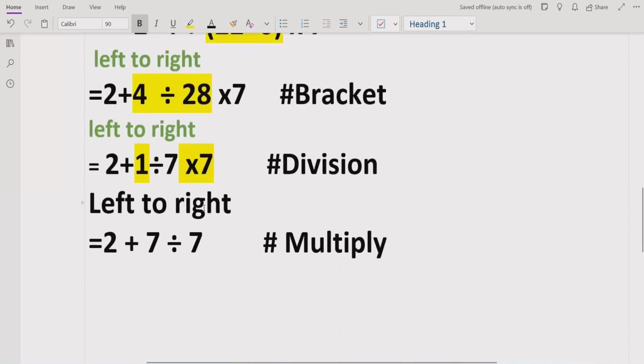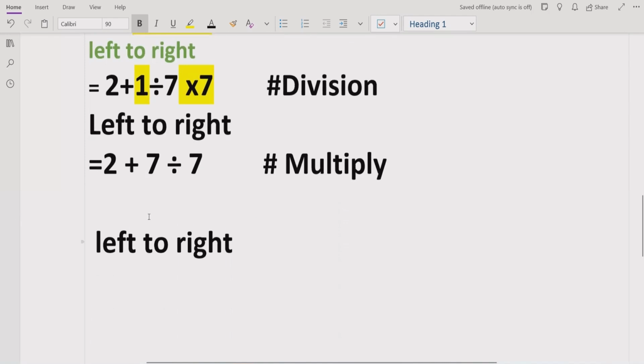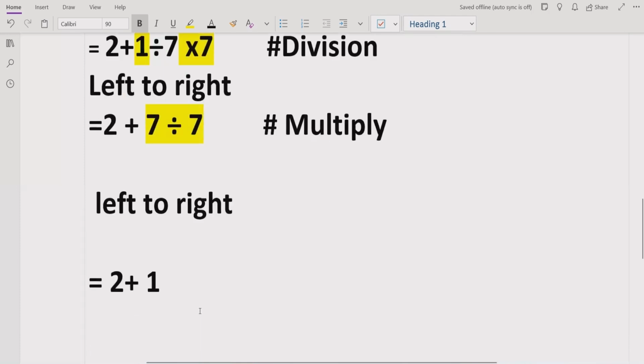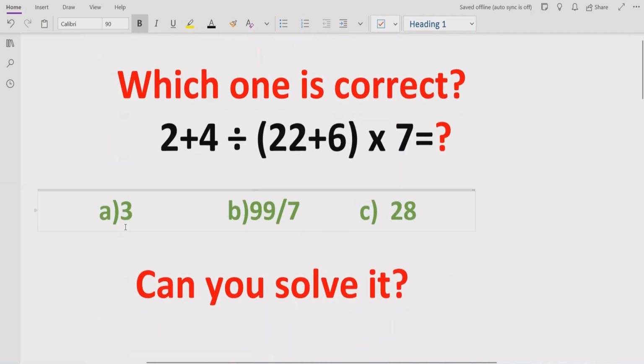Now we will move left to right again and check which part we will solve first. According to BODMAS and PEMDAS, we solve the division or multiplication first, so we solve this part first. And here we have 2 plus 1, and in the end we get the answer 3. So the correct answer of this expression is 3. So the correct option is A. A is the correct answer.